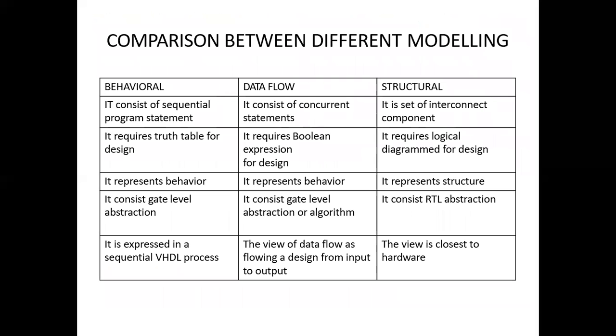Next is VHDL programming. Before that, we need to know about the comparison between the different modeling styles. We will see them one by one. There is behavioral modeling, which consists of sequential programming statements. It requires a truth table for design. It represents behavior. It consists of gate level abstraction. It is expressed in the sequential process statement.